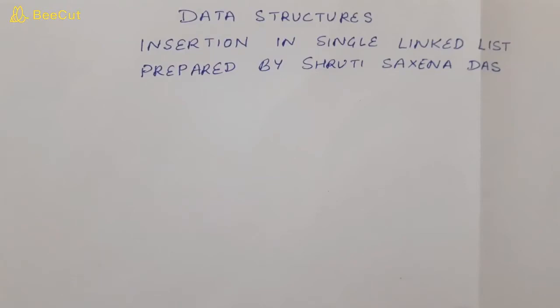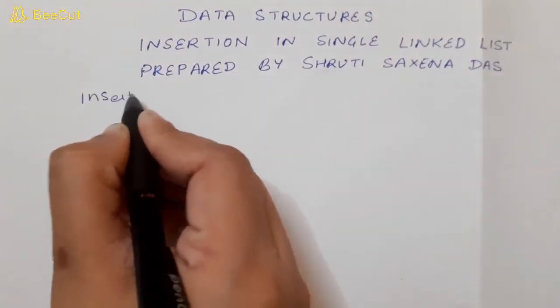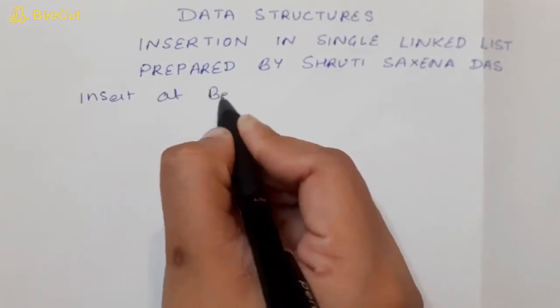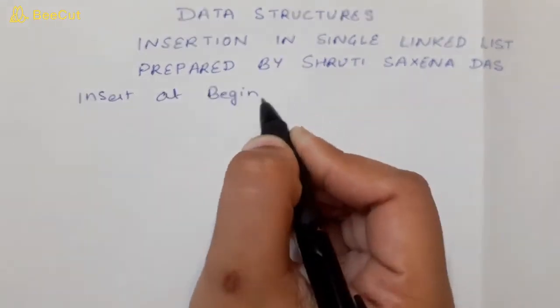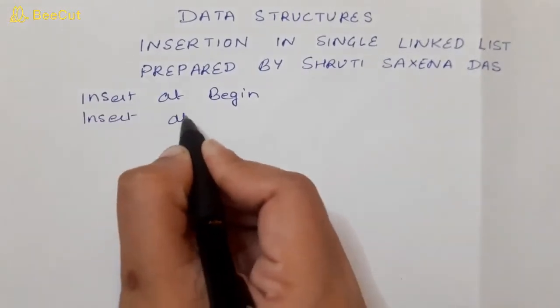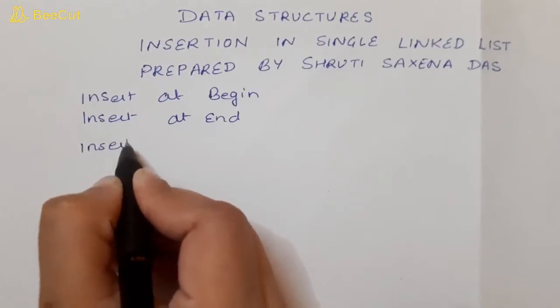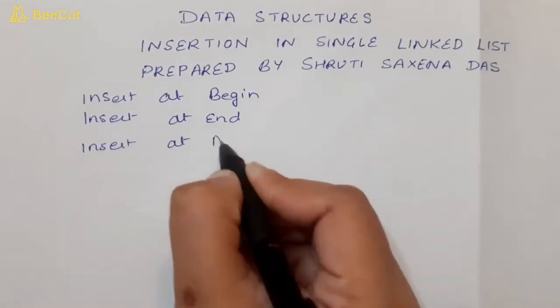In this video, we are going to discuss insertion in a single linked list. Insertion in a single linked list can be done in three ways. We can insert in the beginning, we can insert at the end. So insert at beginning, insert at end, and insert in middle. These are the three options.